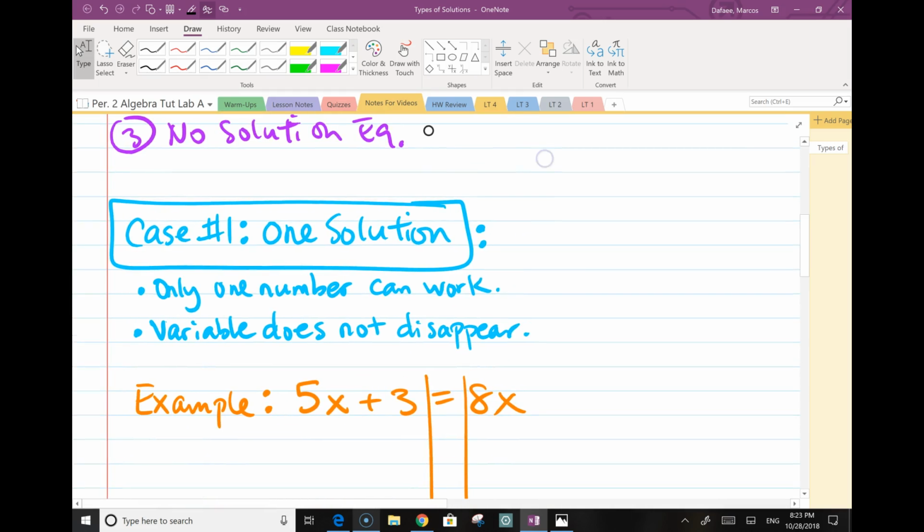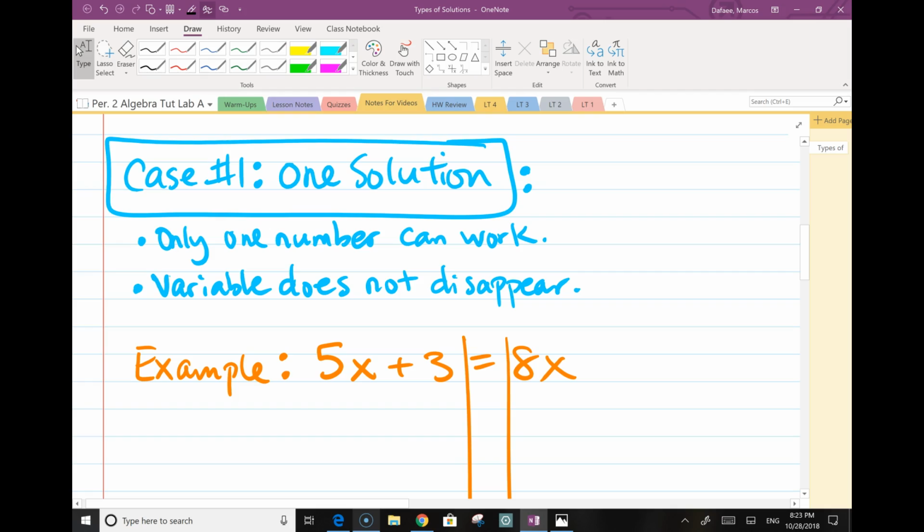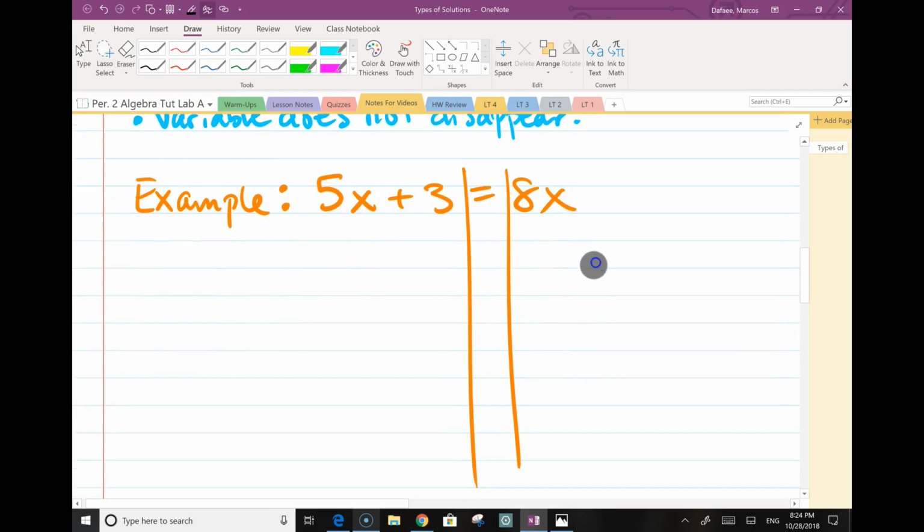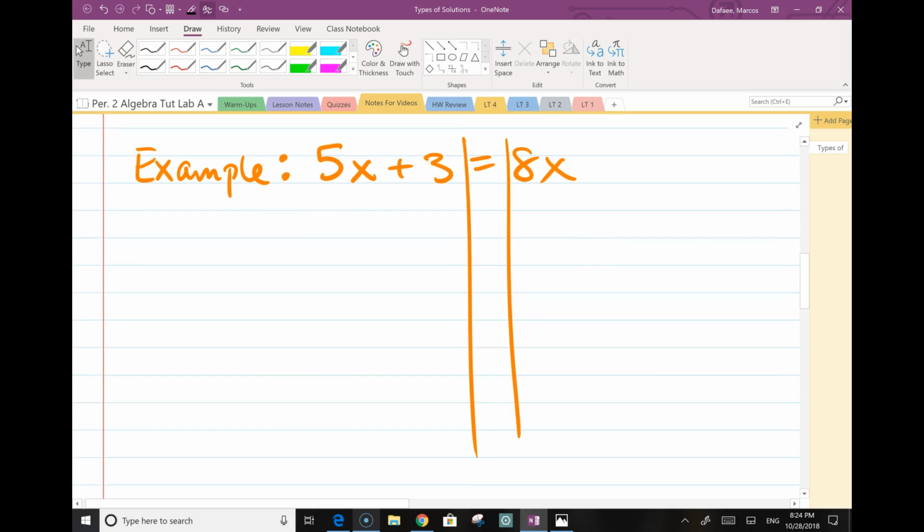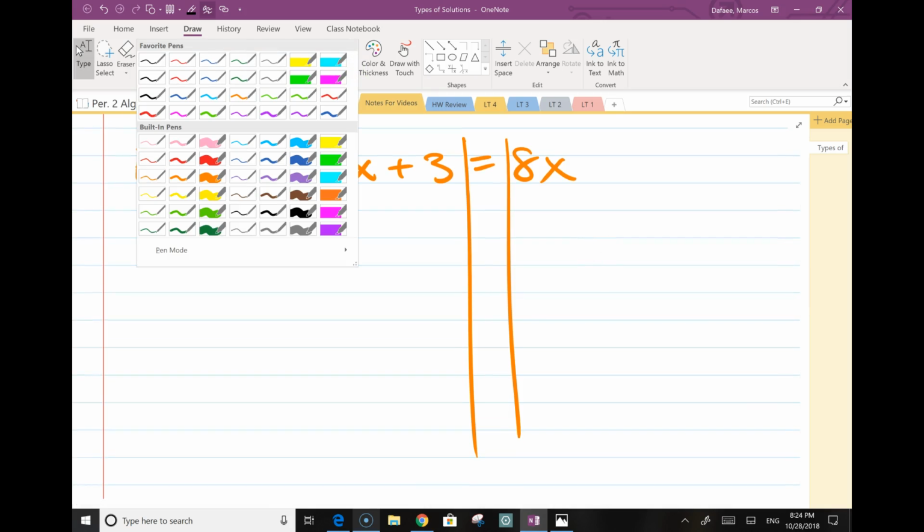We're going to start with the first case, which is one solution. Two criteria for a one solution equation: first, only one number in the end would be able to work. Out of all the universe of numbers, only one would actually work on that equation to make both sides identical. The second thing is that the variable does not disappear. So when you solve it and you're done, when it has one solution, you'll still see the variable alongside a number. So let's take a look at this example here, and we'll begin to break this down.